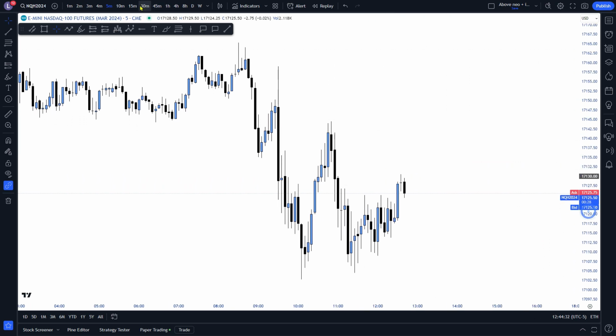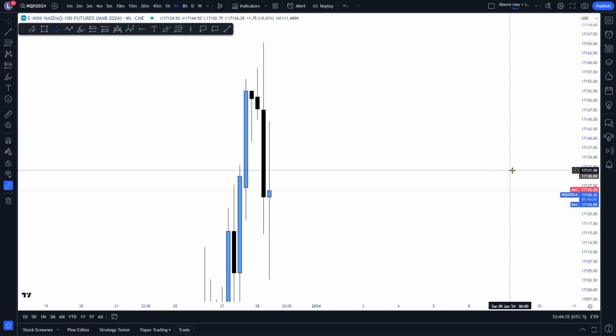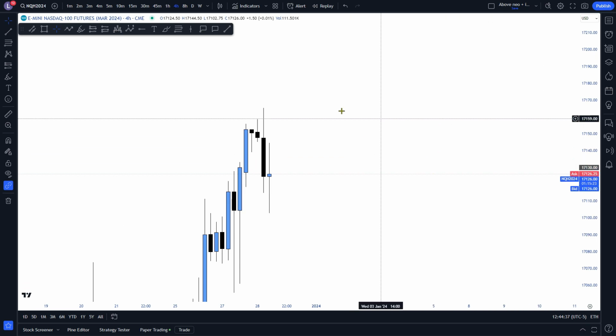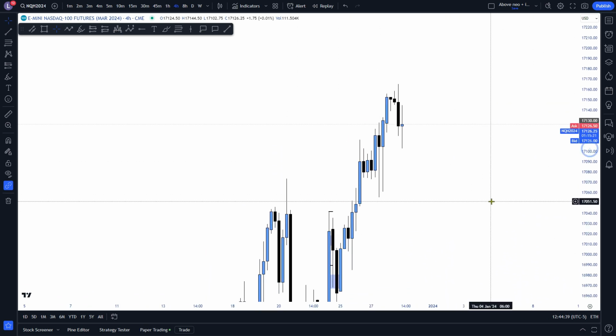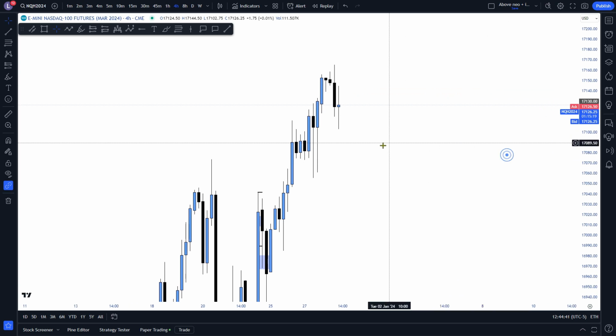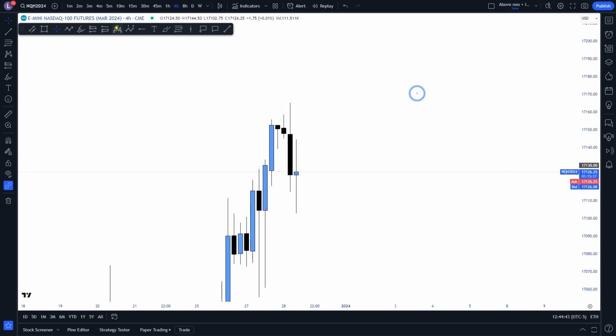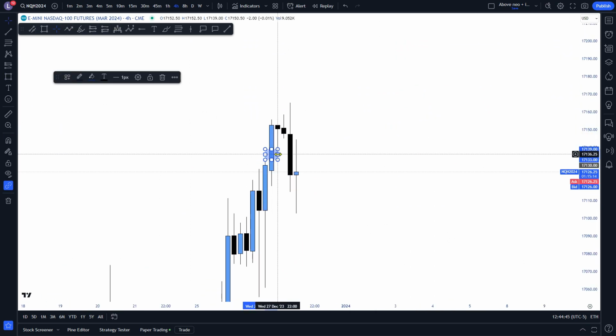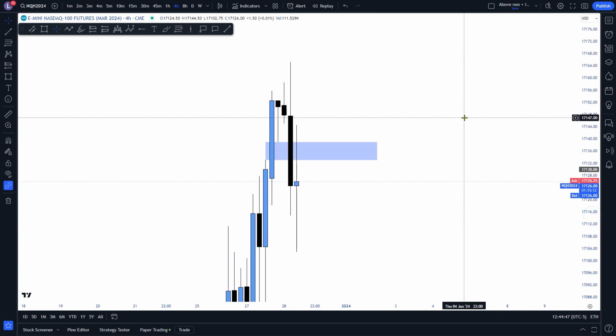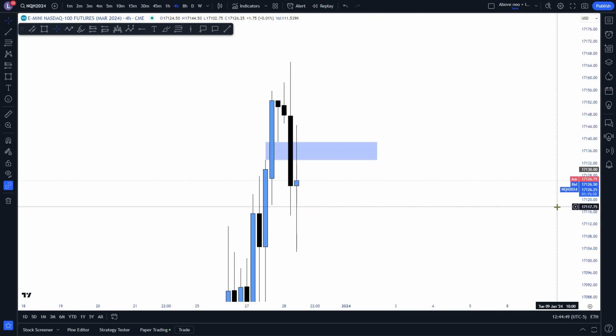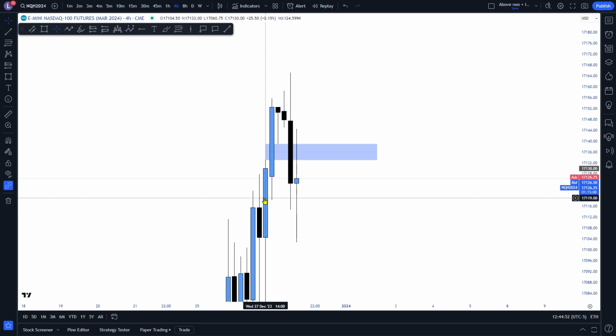So what would we do? First of all, I would look obviously on the higher time frame, see if we have any idea of the draw on liquidity. And if we're looking at this 4 hour, as you can see, we have this bullish fair value gap. Now, if you don't know what a fair value gap is, all a fair value gap is a 3 candle formation where the first candle and the third candle don't touch or connect or overlap in any way.